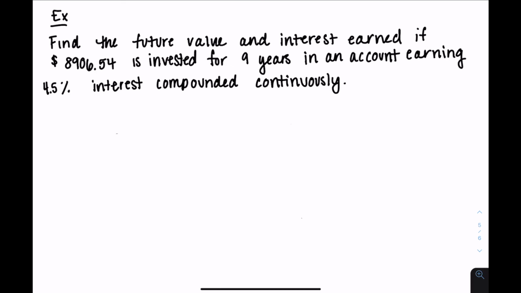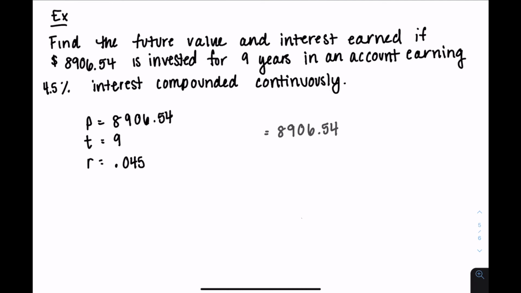So we need to find two things. We need to find the future value, so that's basically what is the account going to look like? And then the interest earned, so I have to figure out the difference between the two. So my principal is that initial investment, the $8,906.54. My time is 9 years. And then my rate is 4.5%, so as a decimal, that's 0.045.